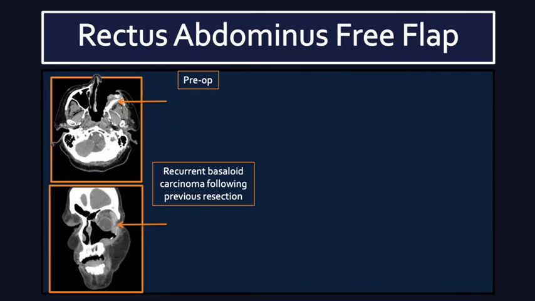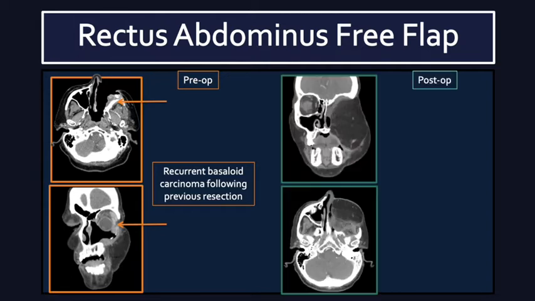In the rectus abdominis free flap used to fill a defect, this is a nice example. We have a patient that had recurrent basaloid carcinoma following a previous resection. So it was a maxillary malignancy. It is creeping up into the orbit. So you're going to have to undergo a mid-face as well as an orbital procedure. This large defect resulted in exposed skull base and a large mucosal defect in the oral cavity.